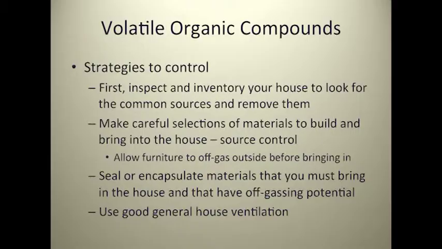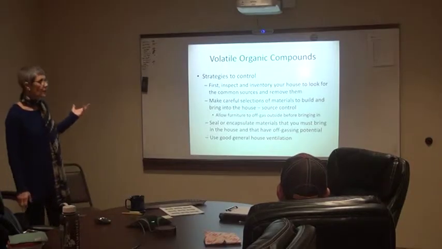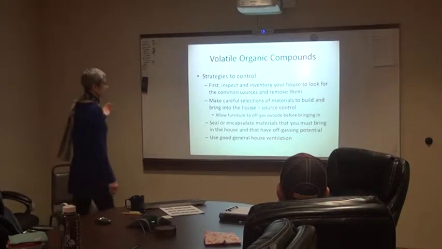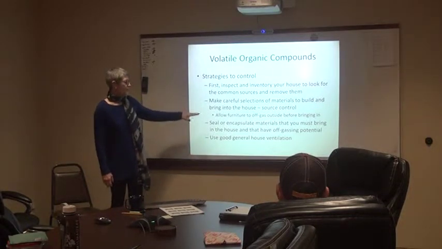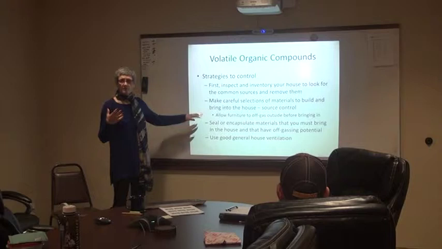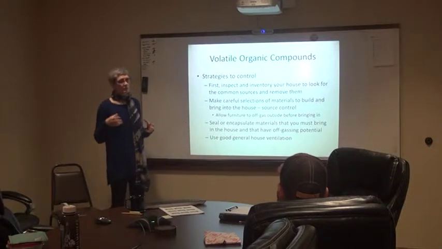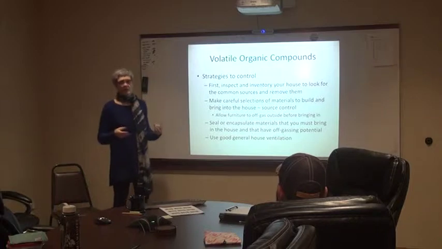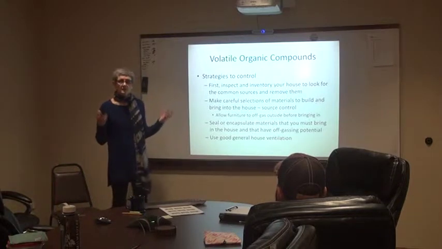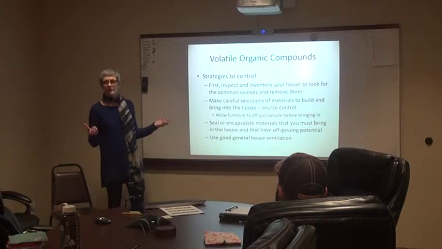What do we do? Inspect. Look in your house for things that you can get rid of, you don't need, or can find a different substitute for. Make careful selections of materials that you bring into the home: source control, allowing furniture to off-gas. If you've got a piece of furniture and you love it and you want to keep it, leave it in the garage or outside for however long it takes until, when you bring it in, you don't smell it anymore. Typically on those types of things you can smell it.